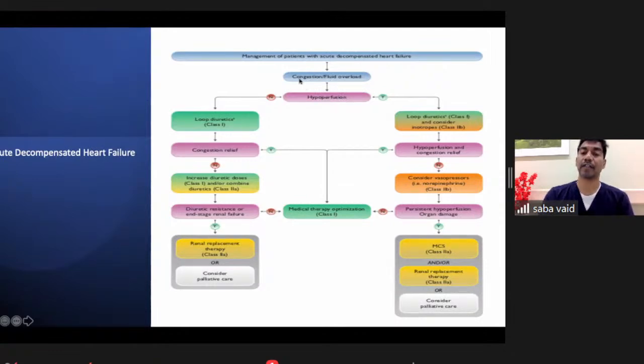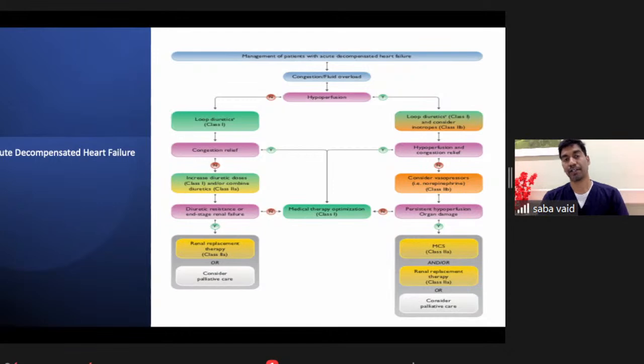If the same patient has only congestion, there is no hypoperfusion, the only drug which is recommended is a diuretic, because you are only treating pulmonary congestion. A diuretic alone is enough. If there is congestion relief, yes, you go on ahead and optimize the therapy. But in spite of being on diuretic, if the pulmonary edema exists, there is a recommendation to add a second class of diuretic. So the first class is always a loop diuretic, either a furosemide or a torsemide. And along with that, a thiazide diuretic has been recommended.